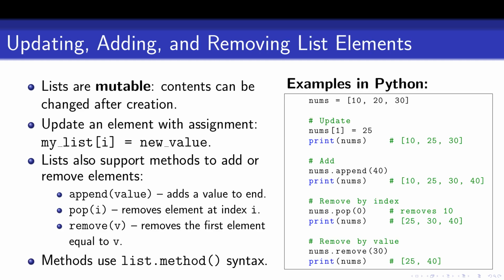Lists are mutable, so you can update them directly by assigning a new value to an element at a particular index. This allows you to change the contents of the list without creating a new one. Lists also have methods to add and remove elements. The append method adds a new element to the end of the list. The pop method removes an element at a specified index, while remove deletes the first occurrence of a value. These methods give you flexibility to grow or shrink a list as needed.